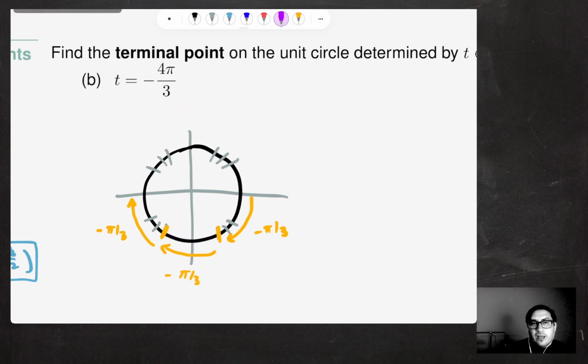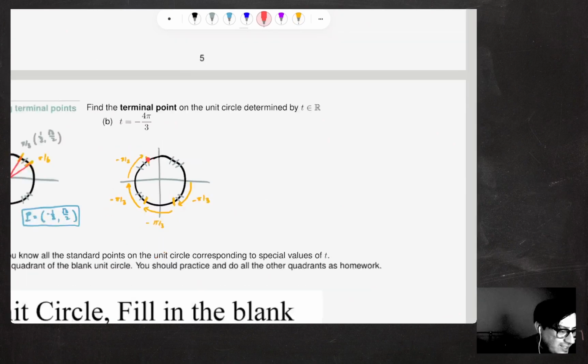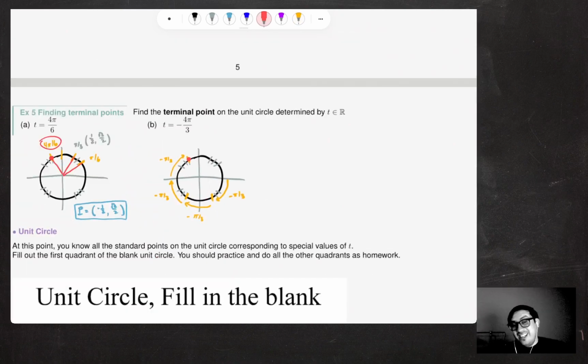Okay, here's another pi over 3, and we have one more to hop. Where do we land? We're going to land right here. So there's another negative pi over 3. So our final point is going to be over here, which, if you already did this, you already knew this, but it's actually the exact same coordinates that we got previously. We just got here from a totally different path, different hops.